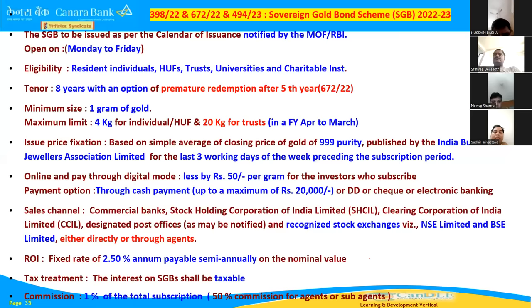Online, if anybody is purchasing a sovereign gold bond, a 50 rupees discount will be given per gram. Anybody who wants to can also purchase a sovereign gold bond by cash, but up to a maximum of 20,000 only. DD, cheque or electronic banking, any amount, no problem. Then, what are the sales channels? Who are all selling the sovereign gold bond?